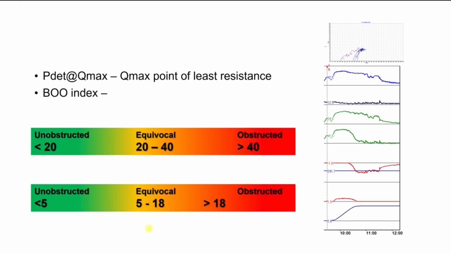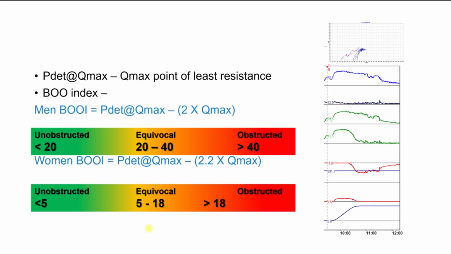The situation is more clear in assessing bladder outlet obstruction. There is a bladder outlet obstruction index for men, which we all know for a long time, which is P det Qmax minus 2 times Qmax. And we all know very well a value of less than 20 refers to unobstructed, 20 to 40 equivocal, and more than 40 definitively obstructed. In women, also, P det Qmax minus 2.2 times Qmax defines bladder outlet obstruction. A value of less than 5 is unobstructed, 5 to 18 equivocal, and more than 18 is obstructed. So we can see both are similar formulae, but the cutoffs are different.